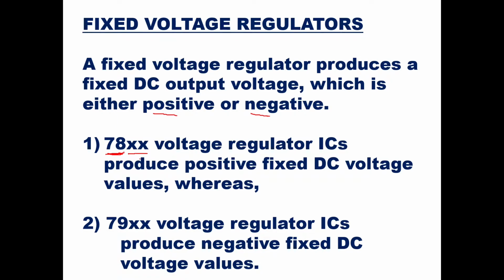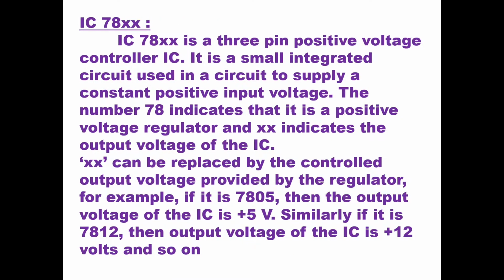Similarly, the second series, that is the 79 series, is one which will produce negative fixed DC voltage. So 79 means it is going to produce negative fixed DC voltage, and whatever number you put in XX will give you that particular output voltage. If it is 7905, then it will produce minus 5 volt at the output. Then we'll go to see exactly what is 78XX.